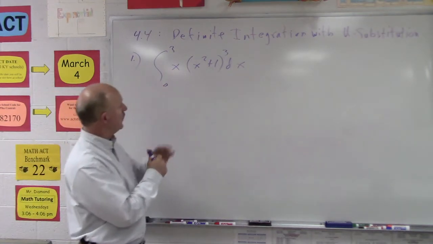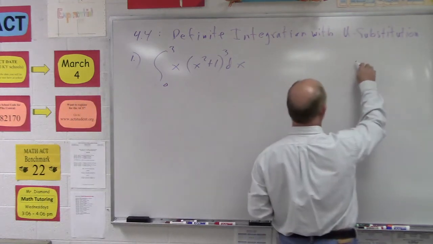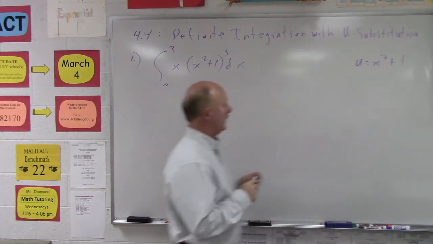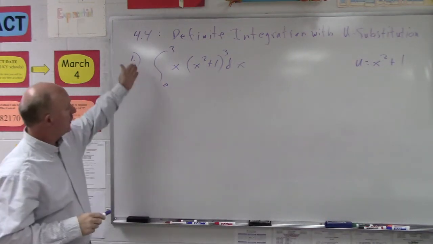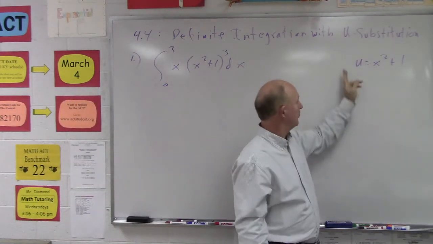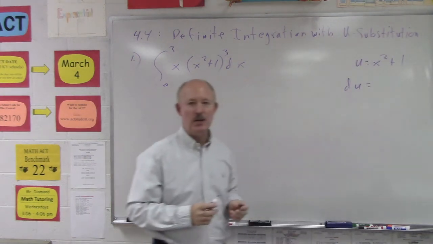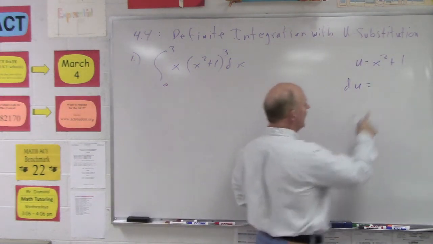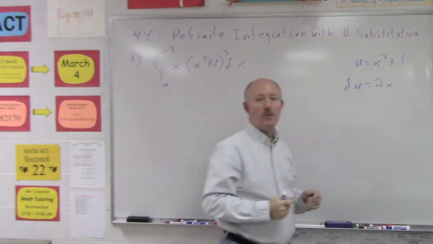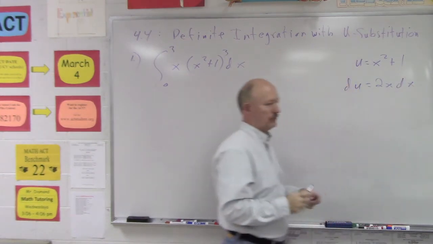Now, to begin with U-substitution, let's start off by letting what's inside our parentheses here be u. So we'll start off by letting u equal x squared plus 1. Now, to convert our integral from one in terms of x to one in terms of u, you got to take the derivative of this expression. So the derivative of u is du. On the right-hand side, the derivative of x squared is 2x. The derivative of 1 is 0. So on the right, this will be 2x times dx.